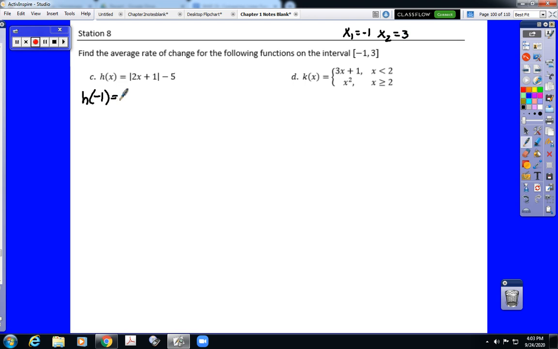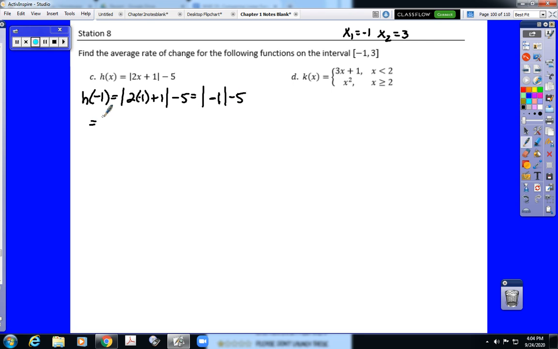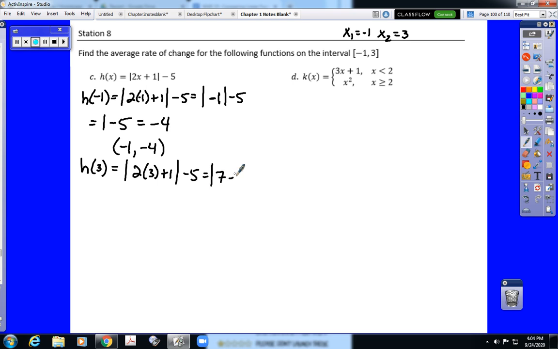H of -1 is the absolute value of 2 times -1 plus 1, minus 5. That'd be the absolute value of -1 minus 5, which would be 1 minus 5, or -4. So our point there is -1, -4. Then we do h of 3, which would be the absolute value of 2 times 3 plus 1, minus 5, which is the absolute value of 7 minus 5, or 2. So the point would be 3, 2.